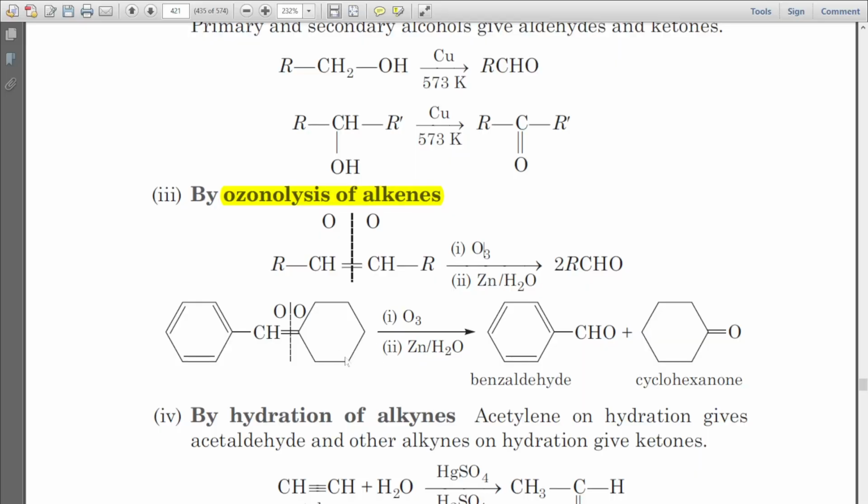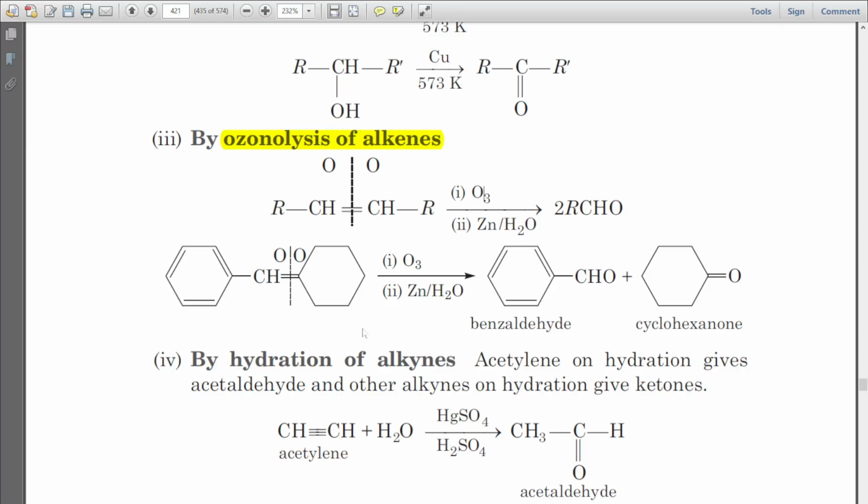Some examples are given here. You can form benzaldehyde in such a way. If you have a compound present in such a manner, you simply have to divide the oxygen equally on both sides of the double bonded carbons.